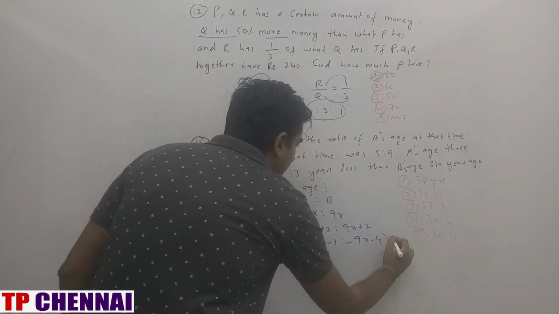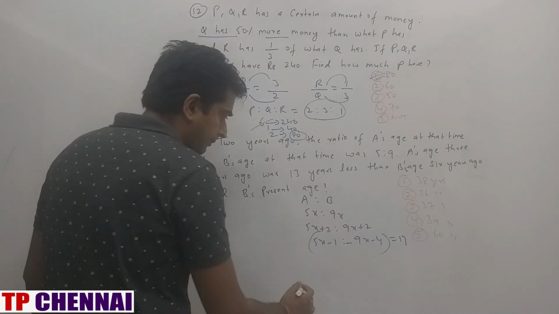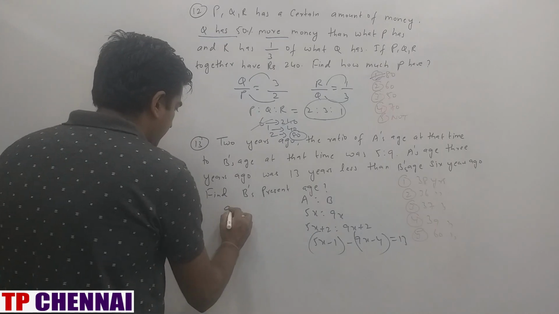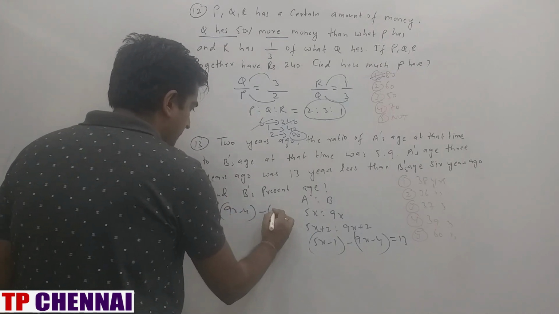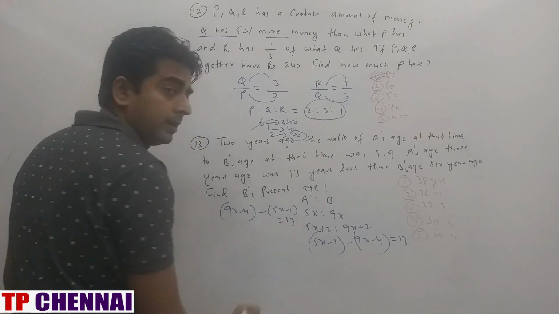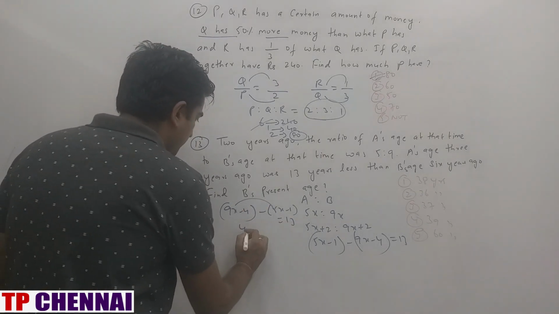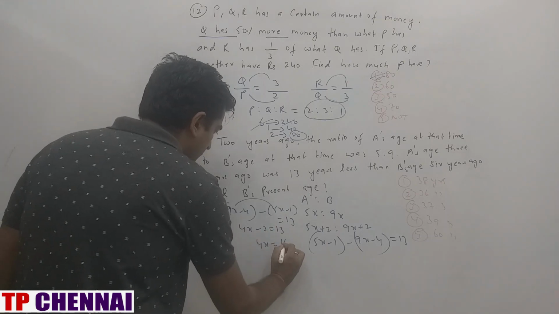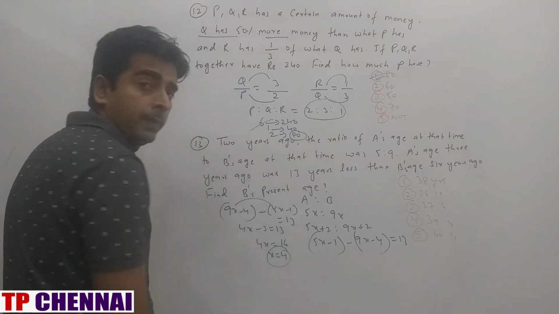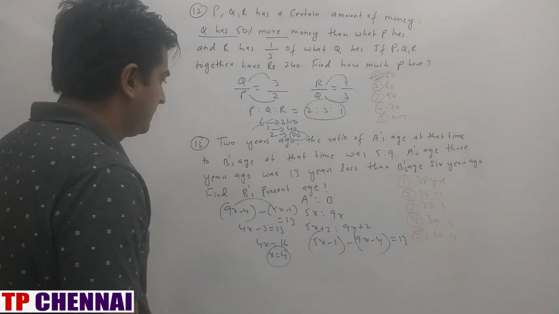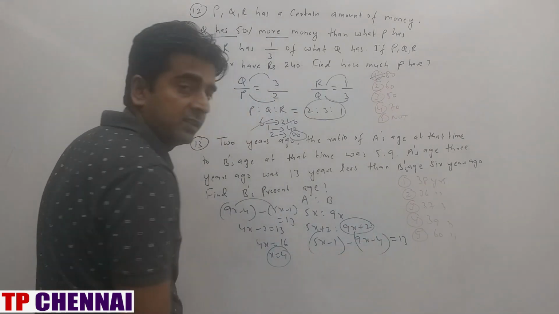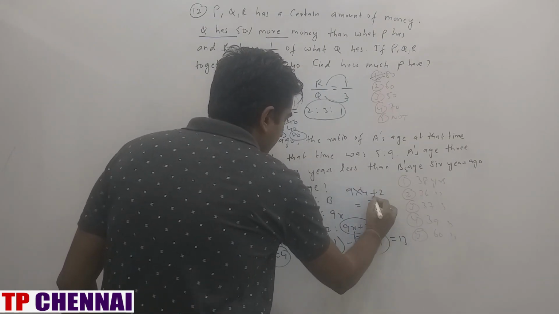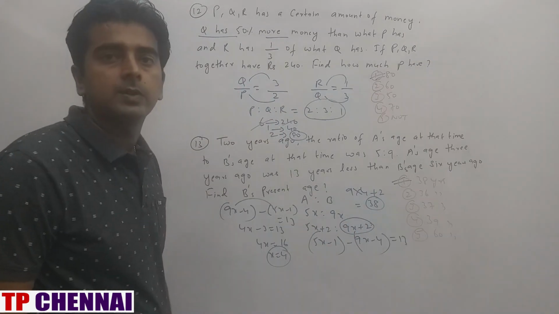These two, what difference have they given you? 13, right? So 9x minus 4 minus 5x minus 1 is equal to 13, right? 9x minus 5x is 4x, minus 4 plus 1 is minus 3, is equal to 13. 4x is equal to 16, x is equal to 4. Now what are they asking? B's present age is this one only, 9x plus 2. So 9 into 4 plus 2, what is the answer? 38 years. My answer is the first option.